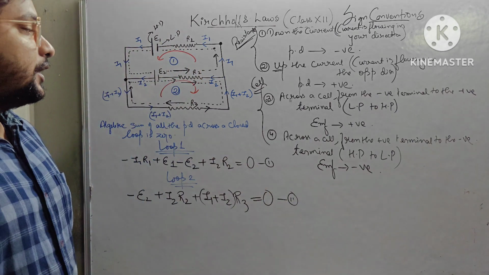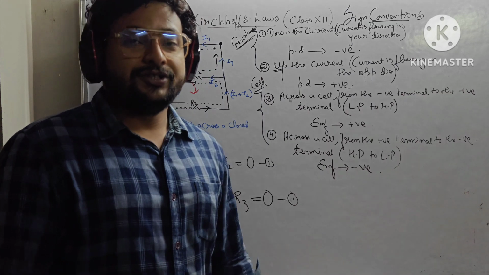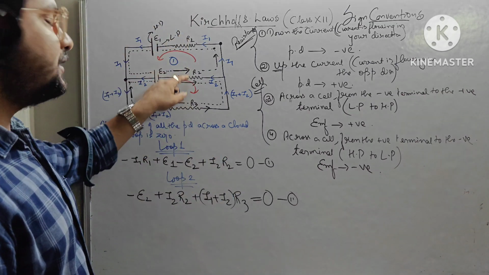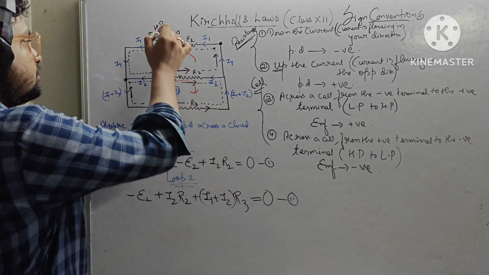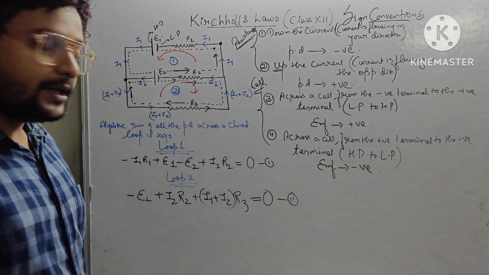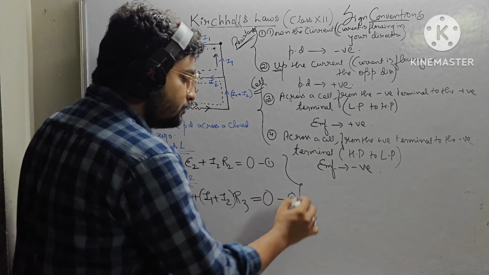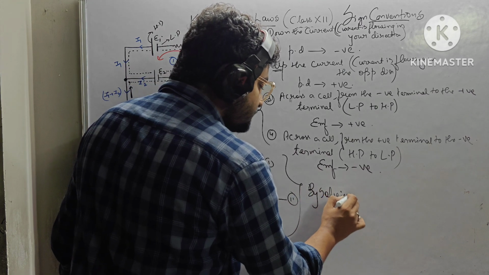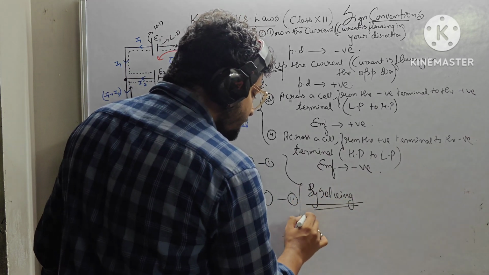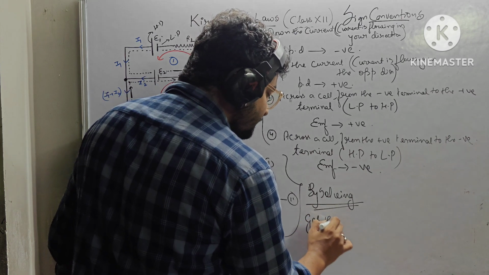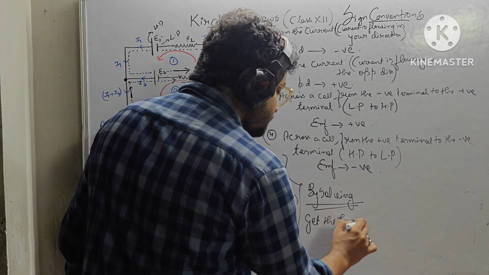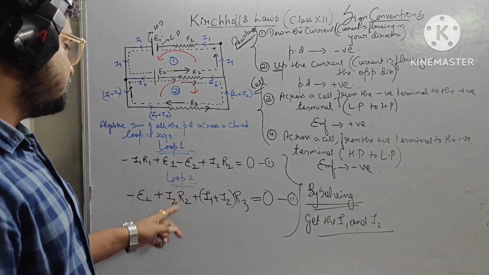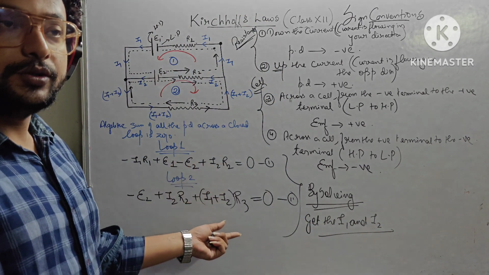Now once you have taken out these two equations, what do you do? If you know the values of the resistances and the EMFs, then by solving these two equations simultaneously, you can get the values of I1 and I2, because there are two unknowns and two equations.